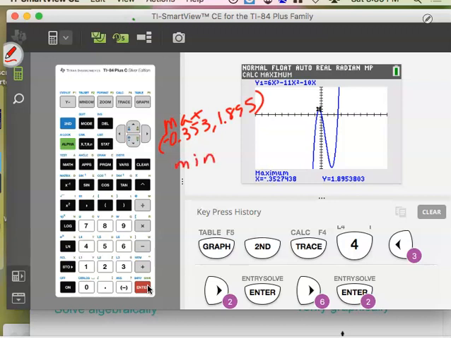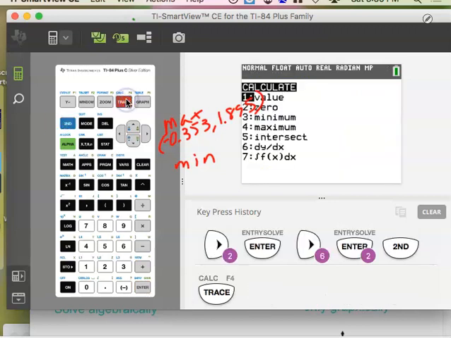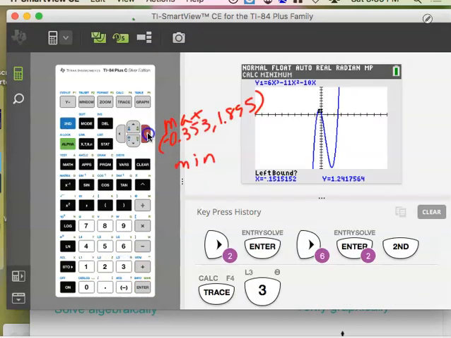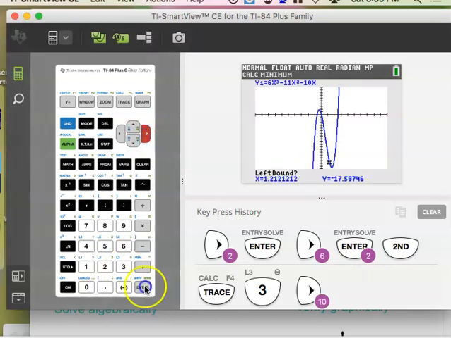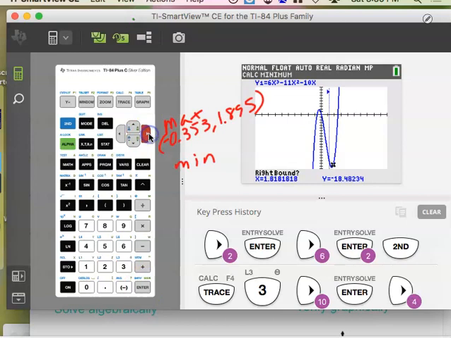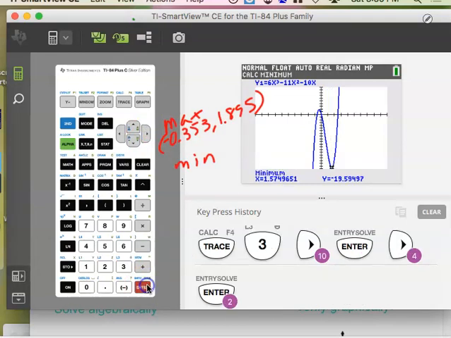And then on the other side, we have a local min. So let's get Blinky busy again. Second trace, number 3. This time I've got to get Blinky on the left side of the valley and press enter, and then the right side of the valley and press enter and enter through guess. And Blinky tells us that will be 1.575, rounding to 3 decimal places, negative 19.595.